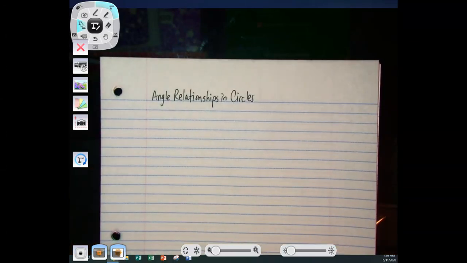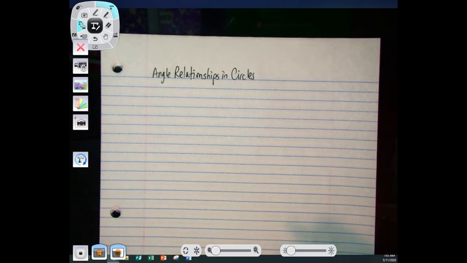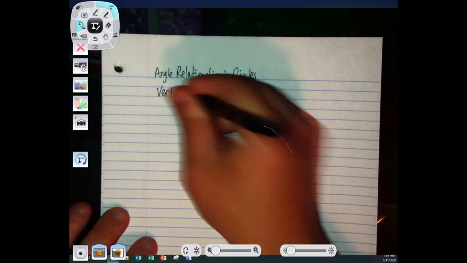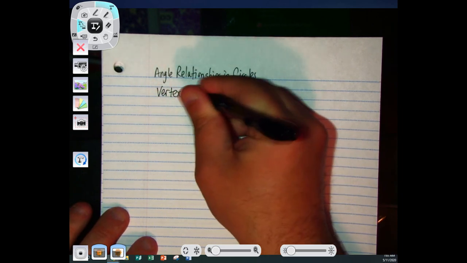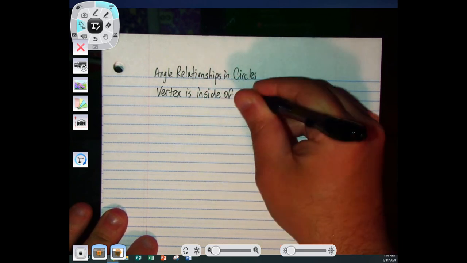All right, so in this video lesson, we're going to be looking at angle relationships in circles. In the previous videos, we looked at what happened if the vertex of the angle was on the circle itself. Well, the measure of that angle would be half the measure of the intercepted arc. So in this video, we're going to be looking at what happens if the vertex is inside or in the interior of a circle.